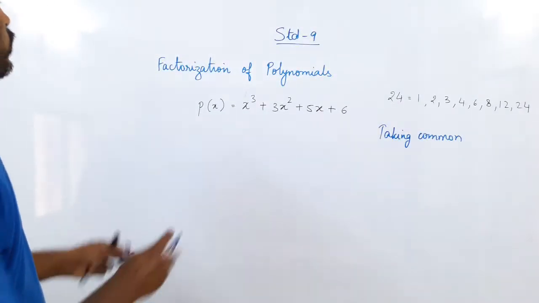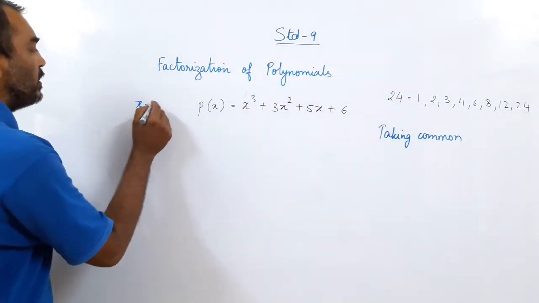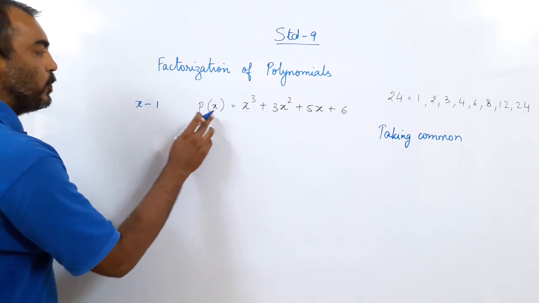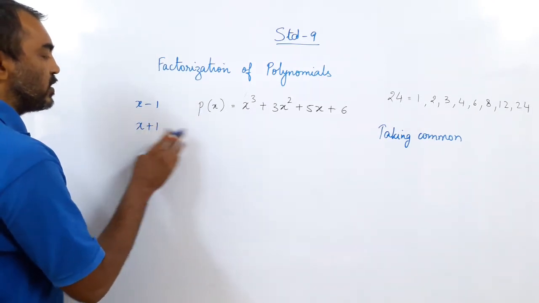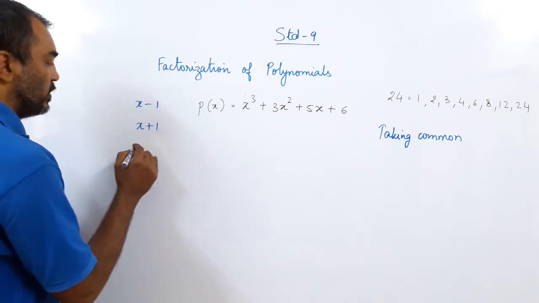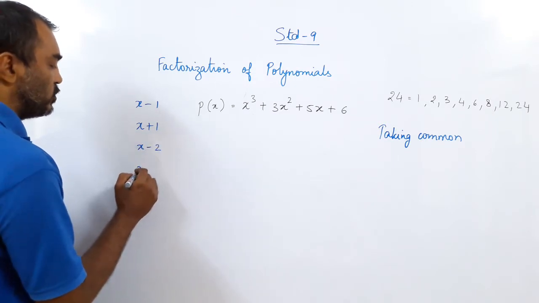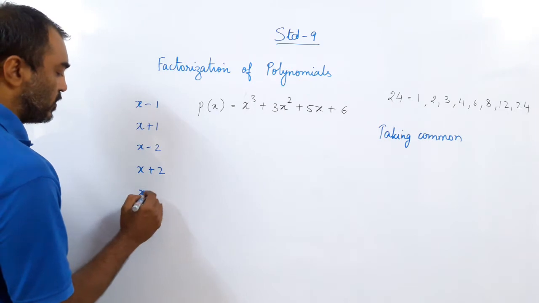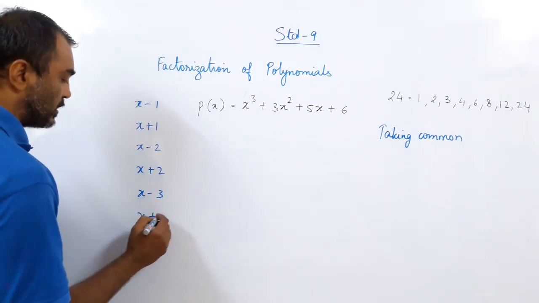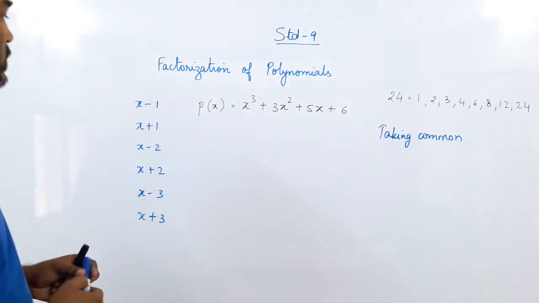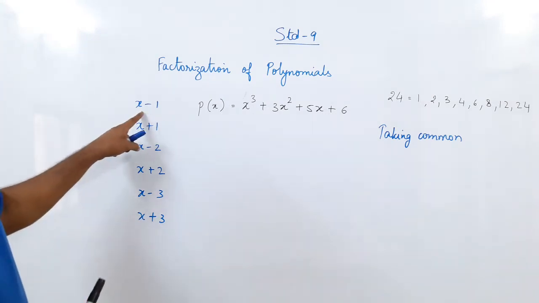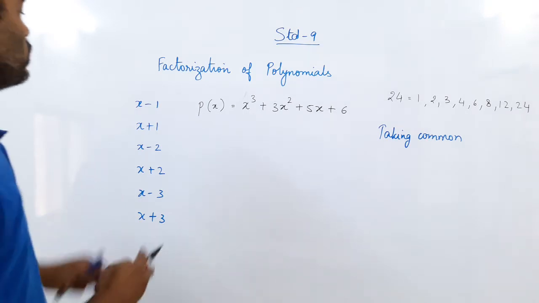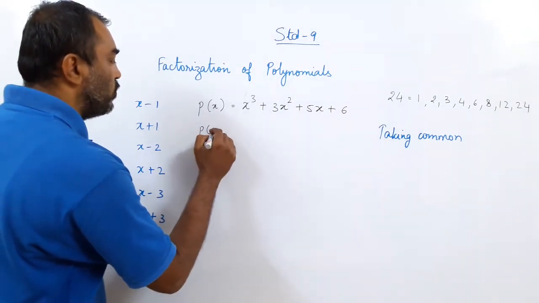So if I want to find out if x minus 1 is a factor of this, I put here p of 1. If I want to find out if x plus 1 is a factor, I put p of minus 1. In the same way, x minus 2, x plus 2, x minus 3, x plus 3. What do we call this? We call this the trial and error method. So if I want to know x plus minus 1 is a factor or no, I find p of 1.